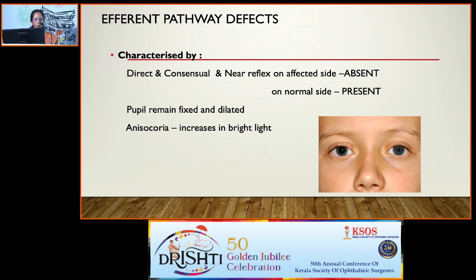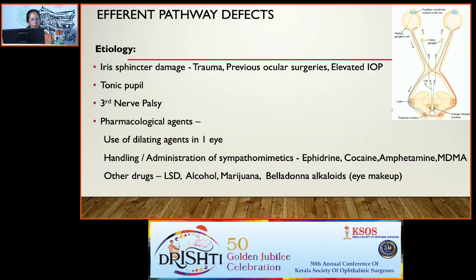Now, efferent pathway defects are characterized by the direct, consensual, and near reflex on the affected side being absent, and on the normal side, all the reflexes will be present. The pupil will remain fixed and dilated, as you see in the picture, with an anisocoria that increases in bright light because the normal pupil will constrict. It can be because of pathologies in the sphincter.